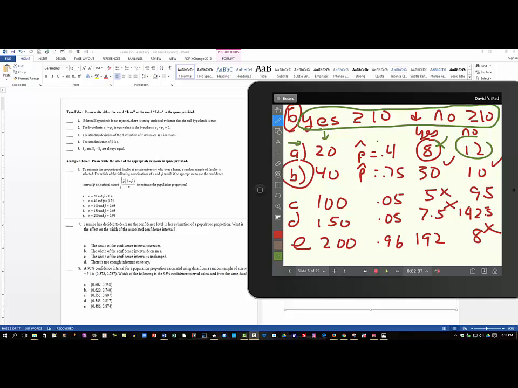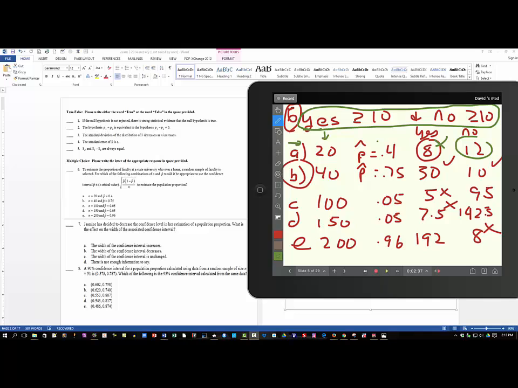And so for part B, it said 40 and 0.75. Well, 0.75 times 40 is 30. That's bigger than 10, greater than or equal to 10. And then 40 minus 30 is 10, or 25% of 40, if you want to think of it that way, is 10. So that'll be the answer in this one.